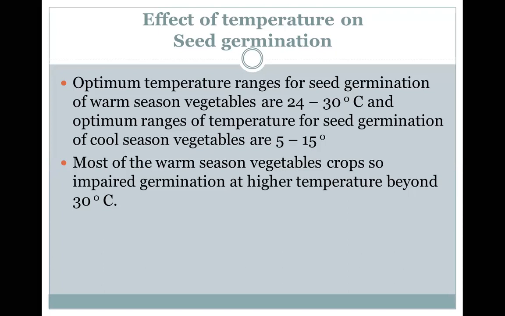So even the vegetables of warm season cannot germinate if the temperature is more than 30 degrees Celsius. So there is an optimum temperature range where the vegetable crops can germinate. If the temperature is lower or higher than that range, then vegetables will not germinate properly.